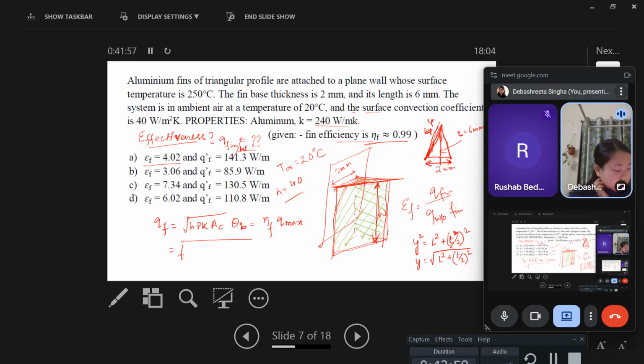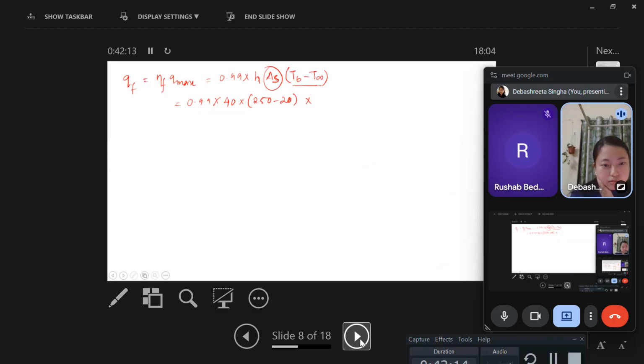This is just a rectangle. Rectangle area is given by width into this one, so W into Y. For two such rectangles, you get 2 into W into Y. So here you get 2 into W into root over L square plus T by 2 whole square.